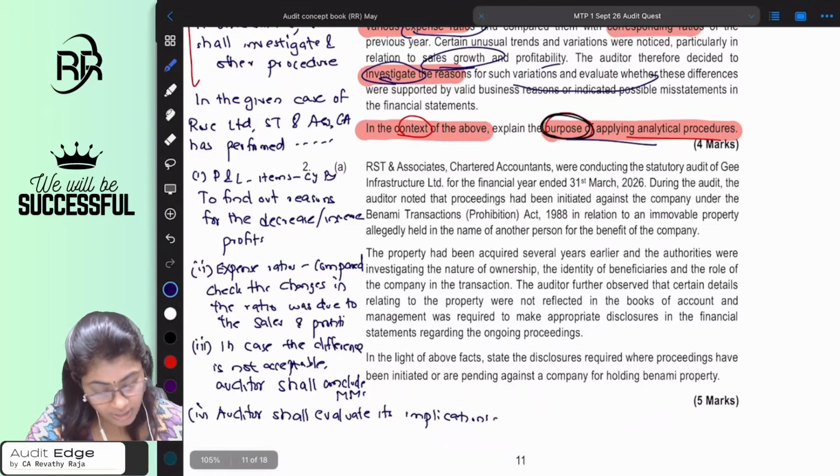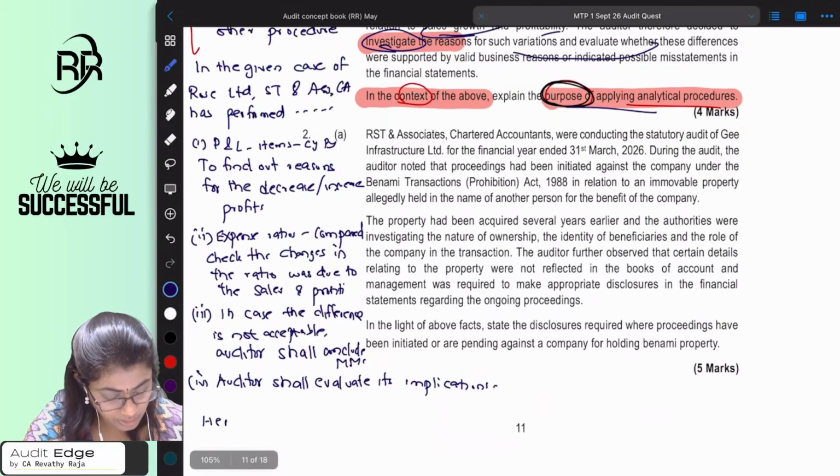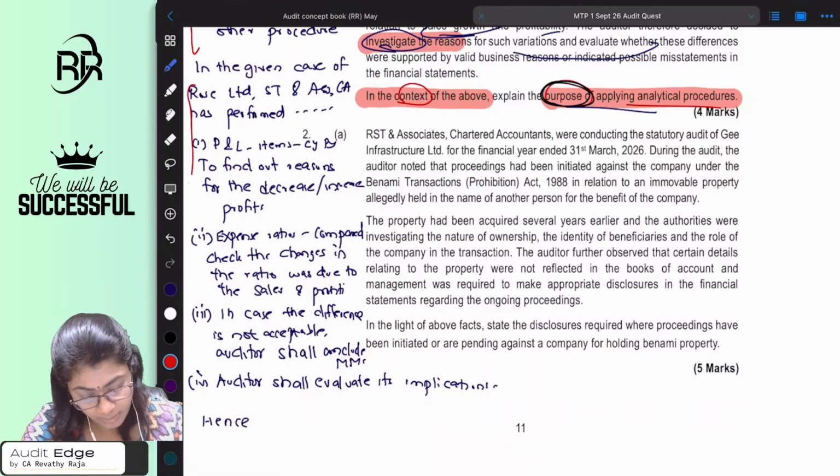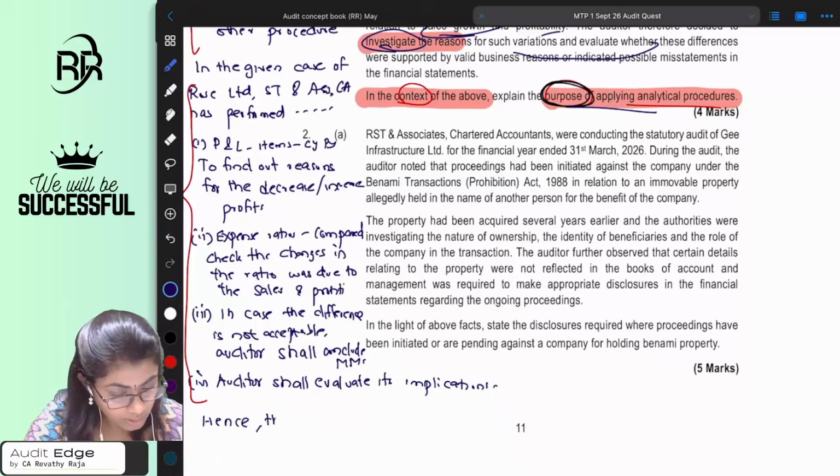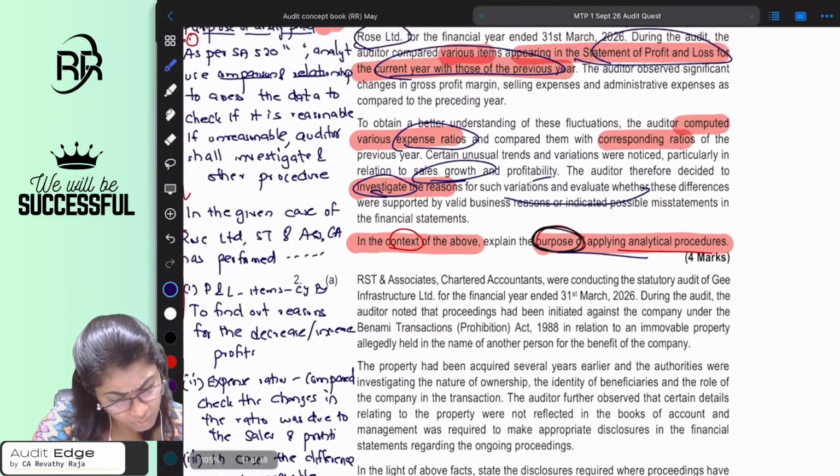So that's the case. Hence, just conclude. This is the second part. This is the main part. Hence, the auditors, what was the auditors?